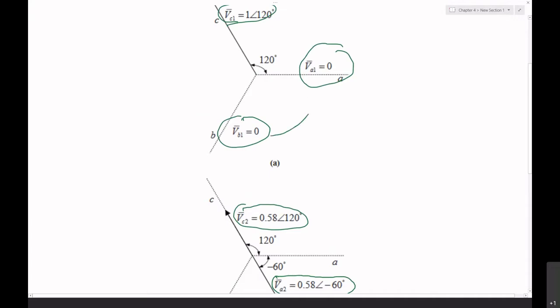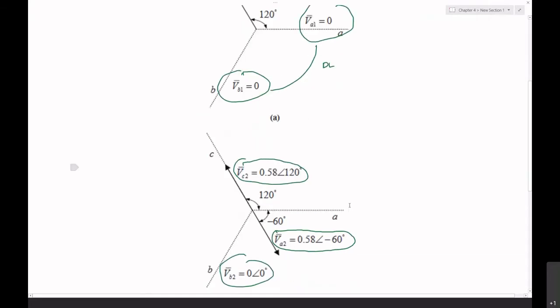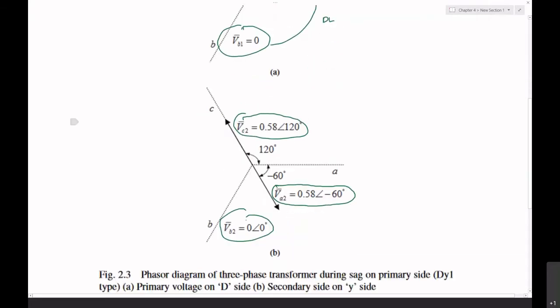The fault is a double line to ground fault. But if you look at the secondary side voltages, one voltage is 0, the VA2 voltage magnitude has been reduced, the phase jump is there, and VC2 has also decreased to 0.5.